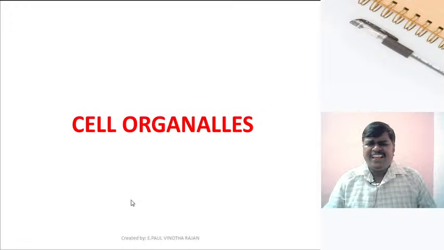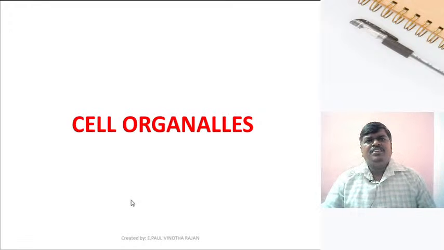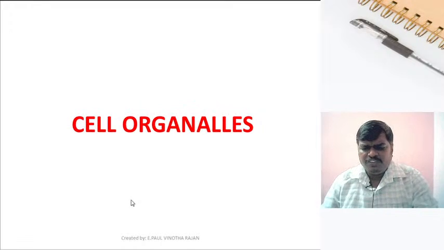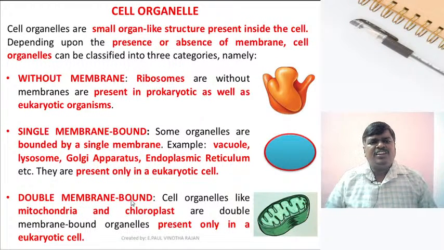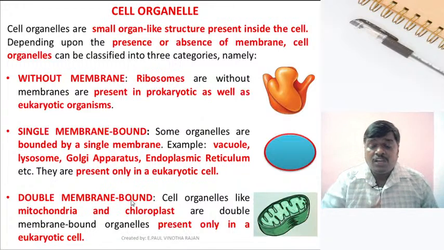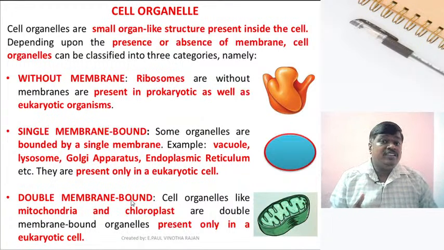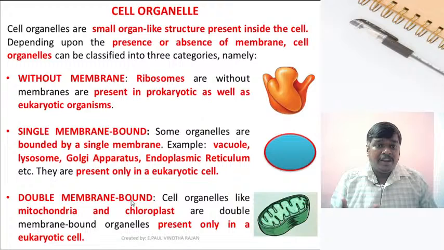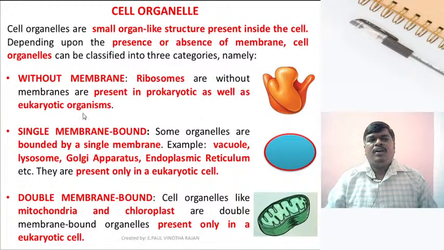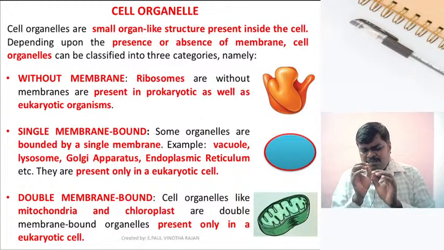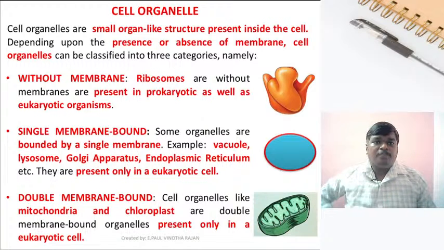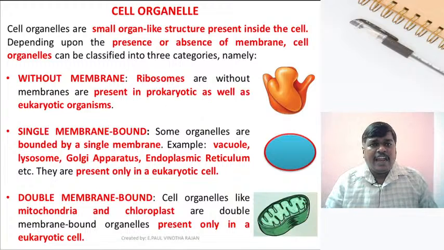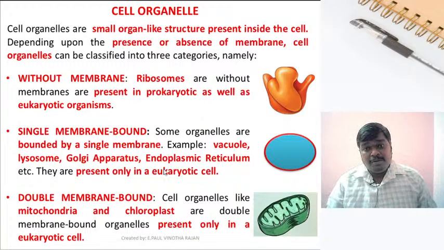Next, we are going to talk about the cell organelles that are present in the cytoplasm. They are all membrane bounded organelles, though certain organelles without a membrane are there. Some organelles have two membranes, a double membrane, and some have a single membrane. Organelles are small microscopic organs present within the cytoplasm. There are three categories: without membrane, single membrane bounded organelles, and double membrane bounded organelles.